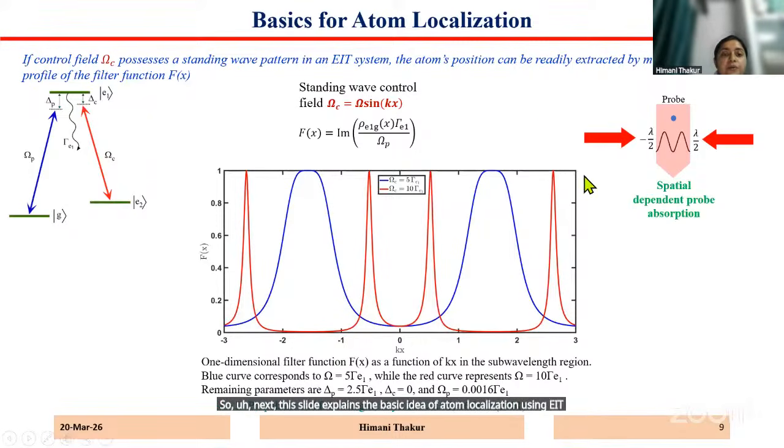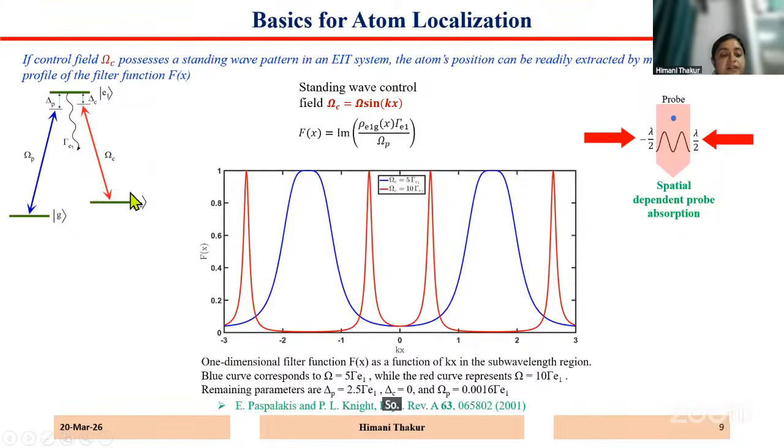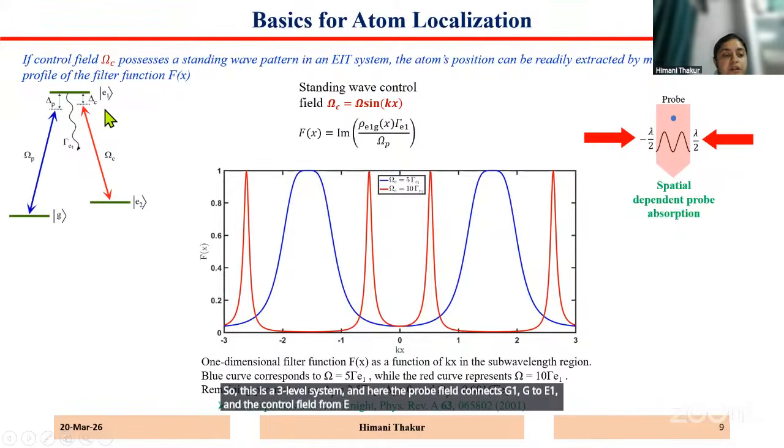So, next, this slide explains the basic idea of atom localization using EIT. If the control field forms a standing wave, the atom-light interaction becomes position dependent, and we can determine the position of the atom. Here, this is a three-level system, and the probe field connects G to E1, and the control field connects E1 to E2.